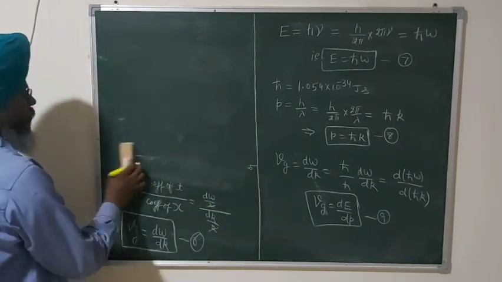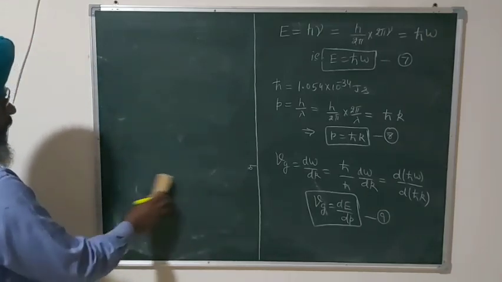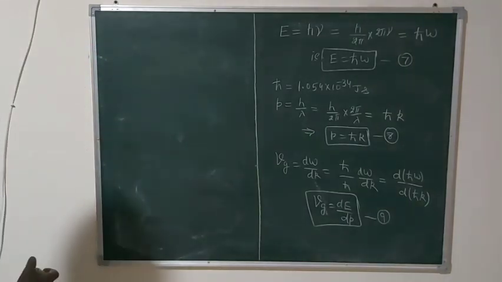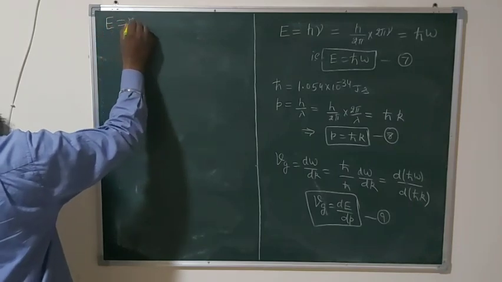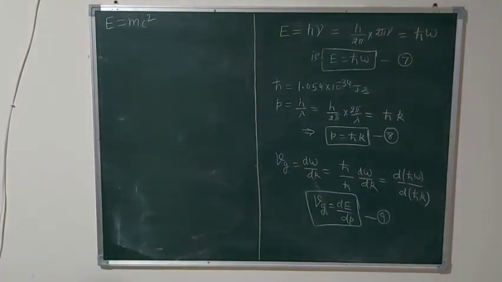To do that, we have to use results of the special theory of relativity. The first result of special theory of relativity we must remember is that E is equal to mc square. This is the first equation that we must remember. It is called Einstein's mass energy relation. It is quite a famous relation.